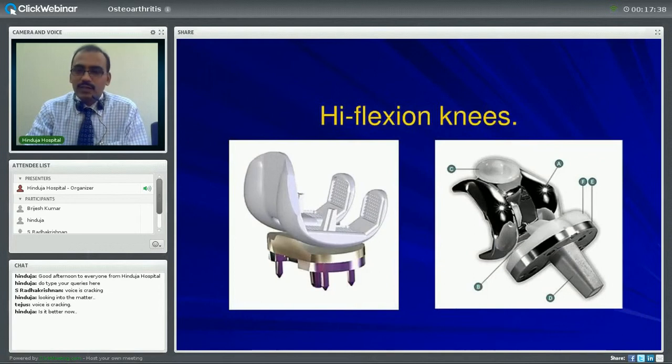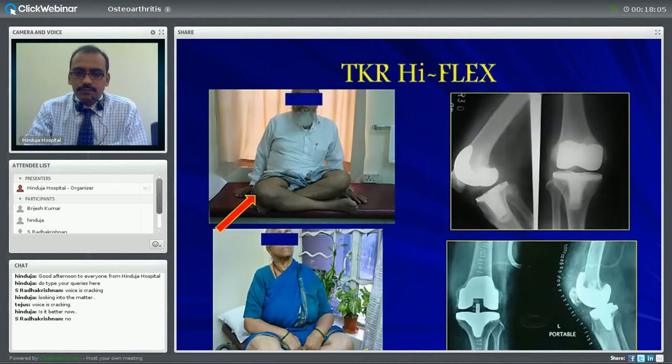What we can offer our patients is high flexion knees, because in our Indian society, people would like to sit cross-legged, squat Indian style, and do their normal activities like pujas and all the spiritual things, as well as yoga exercises. There are high flexion knee designs available in India which we can offer to our patients, where they can perform all their normal activities.